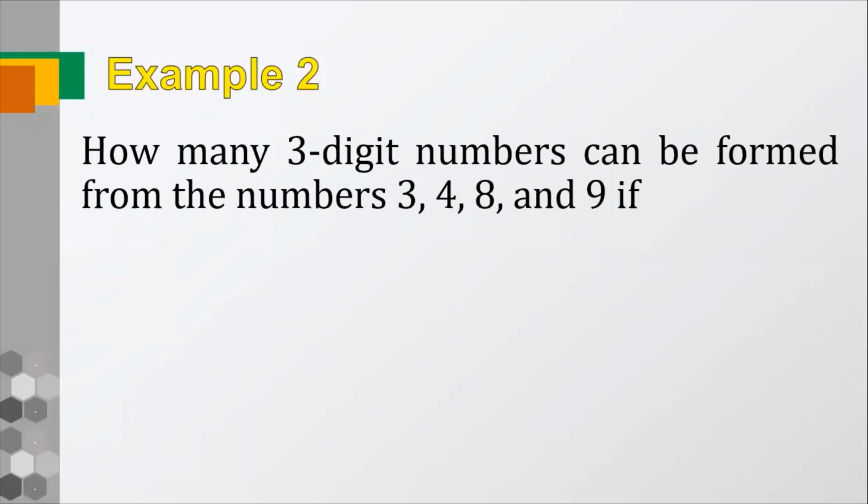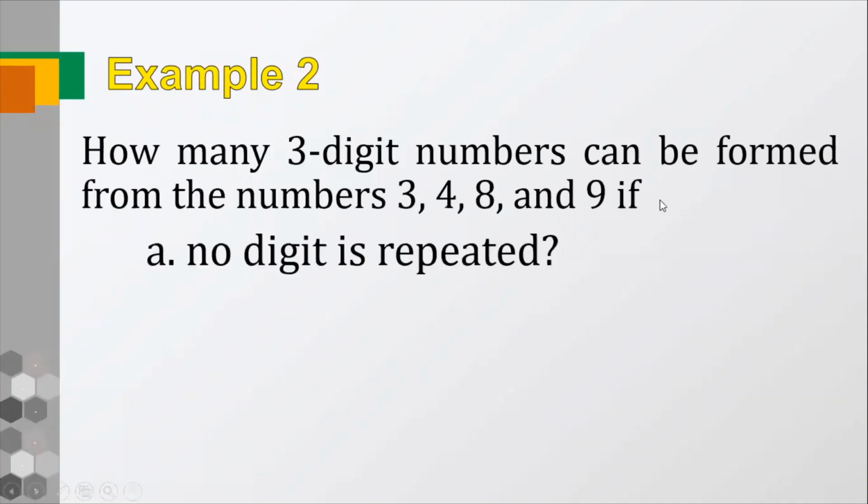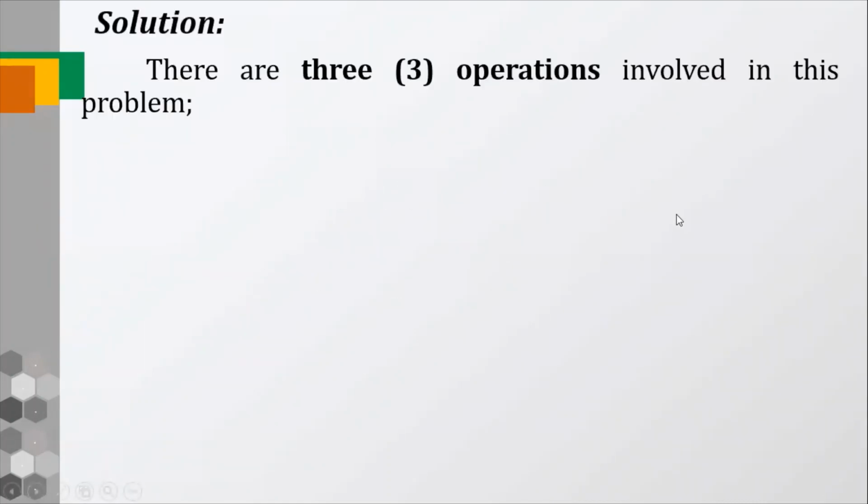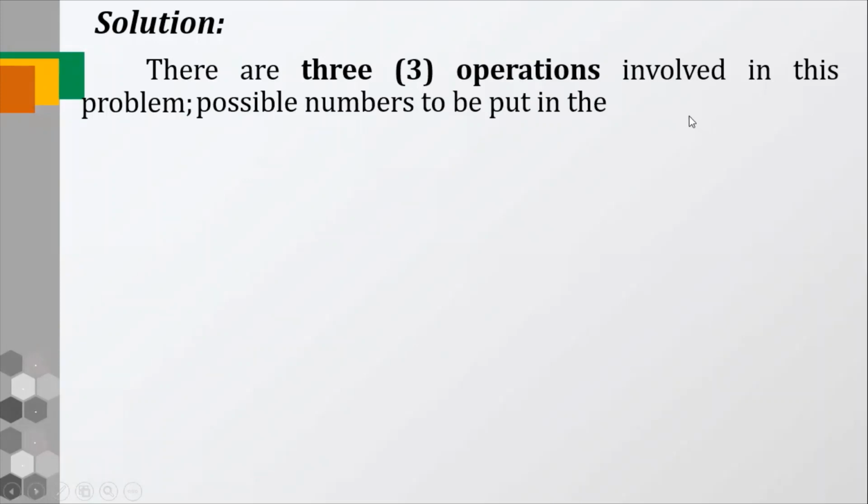Another example: how many 3-digit numbers can be formed from the numbers 3, 4, 8, and 9 if A, no digit is repeated, and if B, repetition of digits is allowed. If you form a 3-digit number among 3, 4, 8, and 9, there will be 3 operations involved in the problem: the possible numbers to be put in the first digit, the second digit, and the third digit.